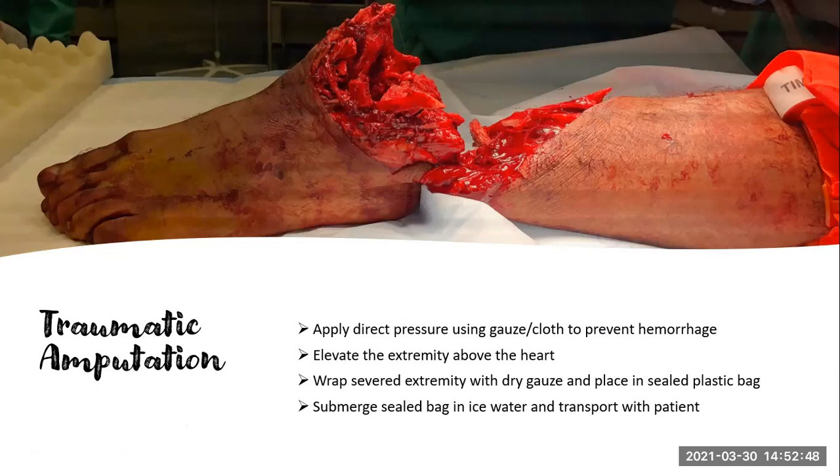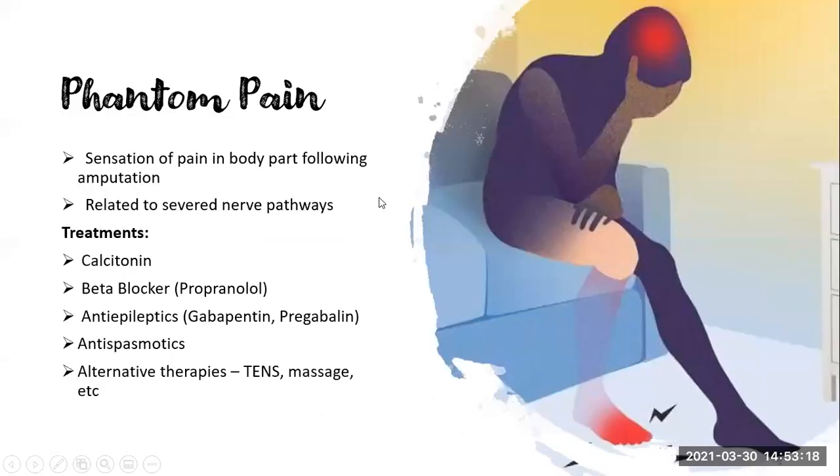You're going to wrap that extremity, the severed extremity, so the foot in this case, wrap that extremity with dry gauze and place it in a sealed plastic bag to protect it. And then you're going to put that sealed bag in ice water. You don't want to submerge the finger, the extremity, whatever, in ice water, because that water is going to cause damage to the skin. But you're going to put it in a bag first.